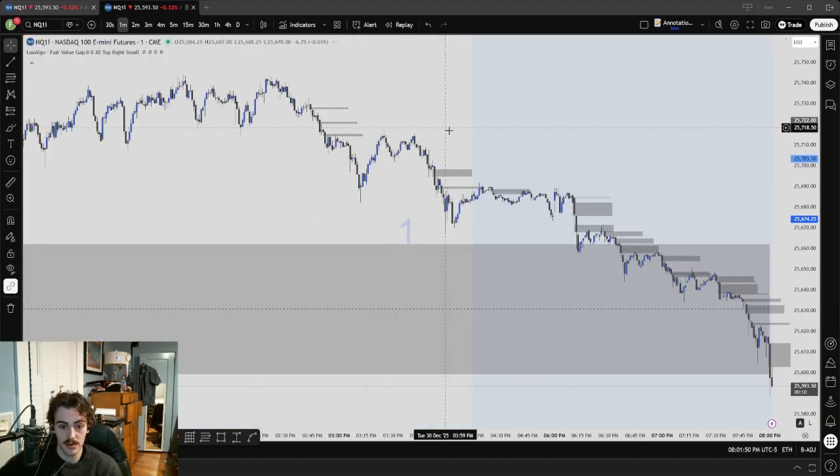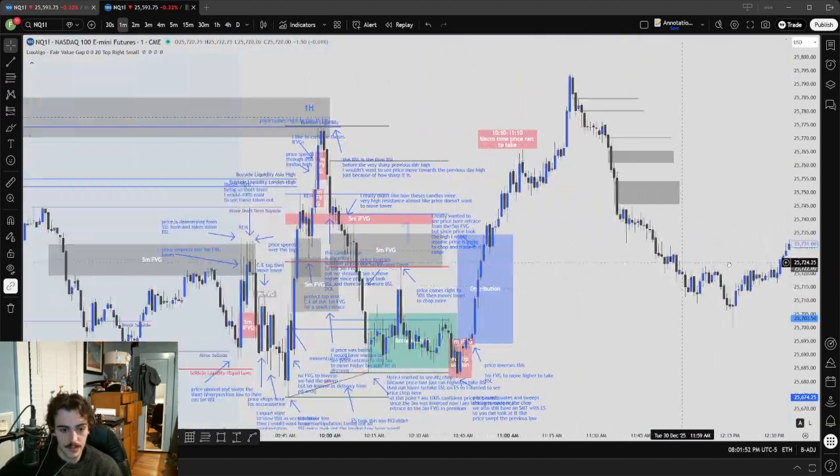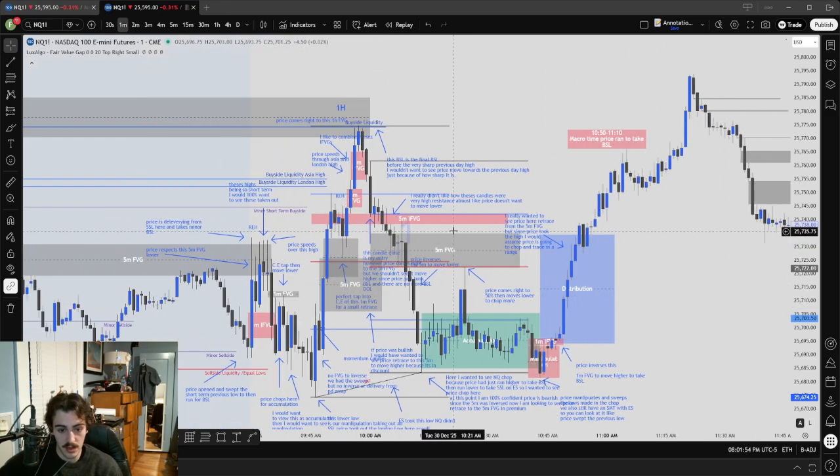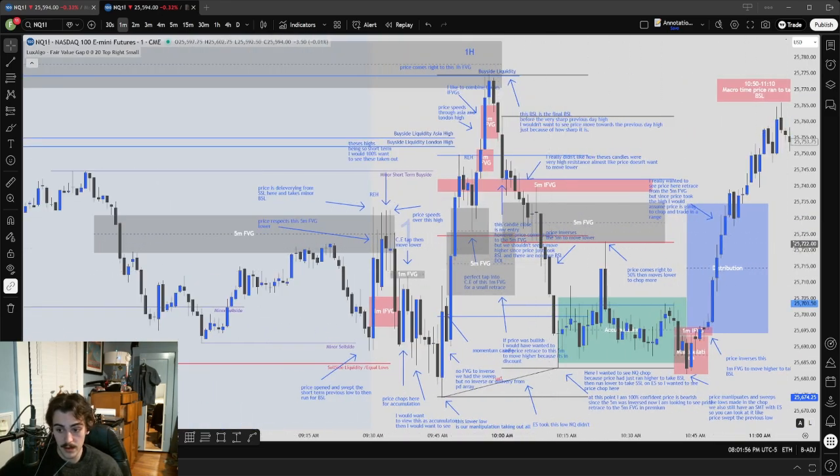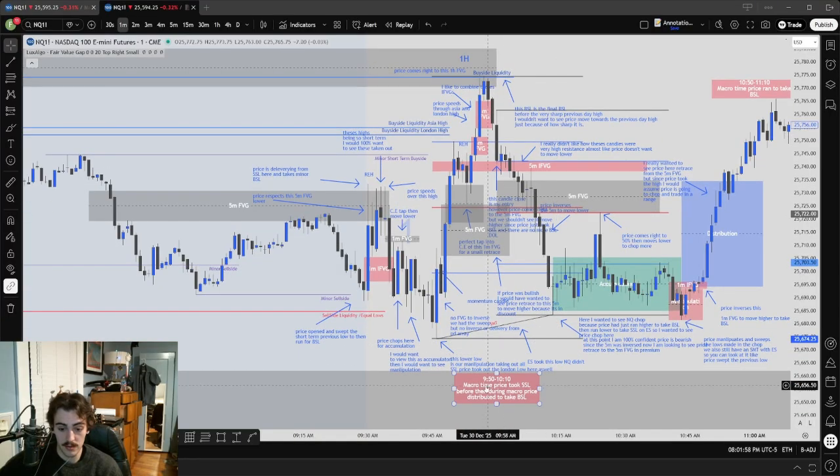Going to the 1 minute, we have price dumping right at macro time. I do believe I have, yep, right here, macro time. Before macro time, here's our manipulation, took sell side liquidity, and then we run higher, take buy side during macro, and then also price comes lower.